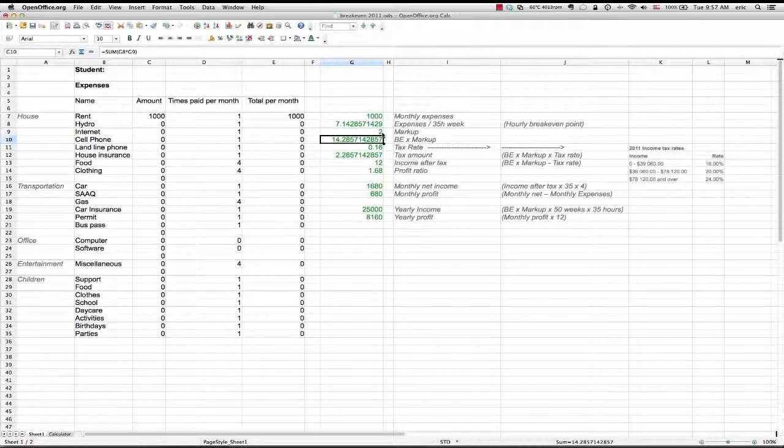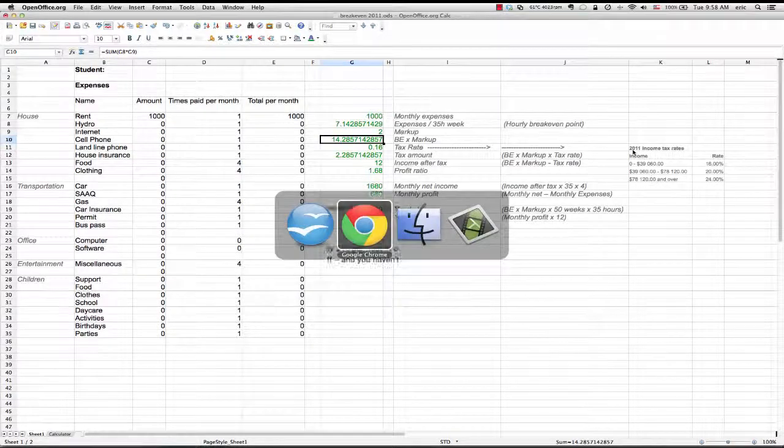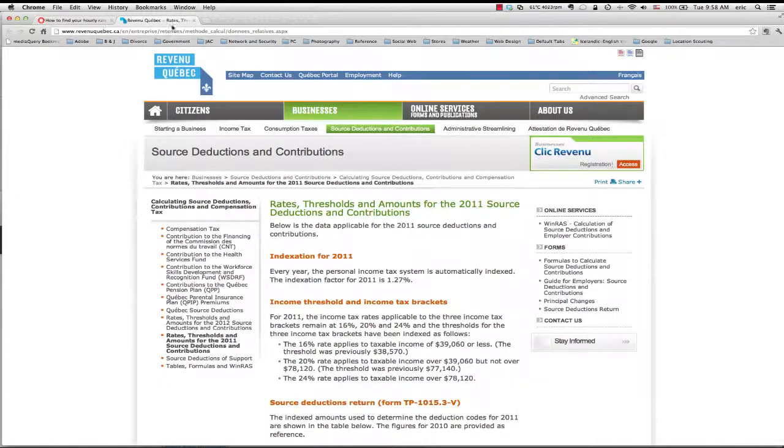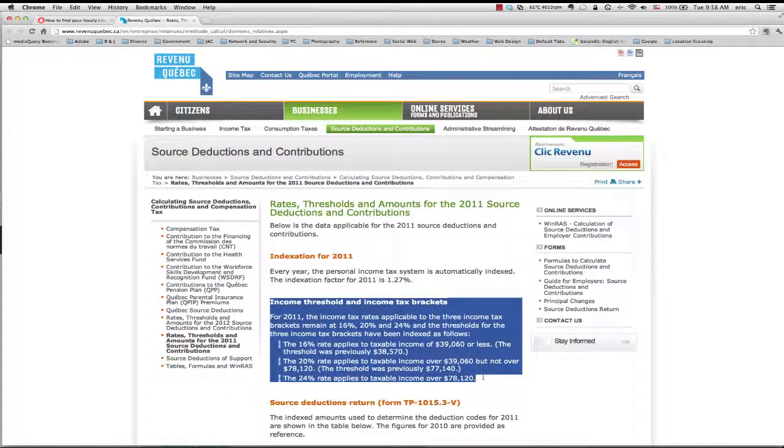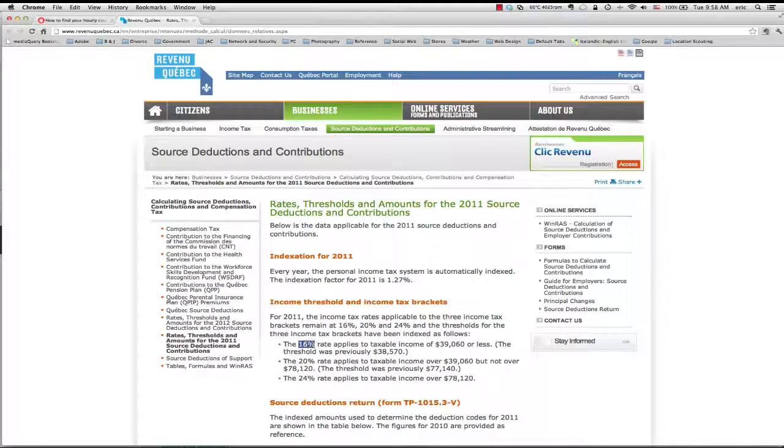So at 200% markup, you are charging $14.28. And if we take a look at the rest of the numbers, the taxation rate over here is established by the government. So I looked up the Quebec government income tax rates. If we take a look over here on the Revenue Quebec website, income threshold and income tax brackets. So a 16% taxation rate applies if you are making just under $40,000 a year.